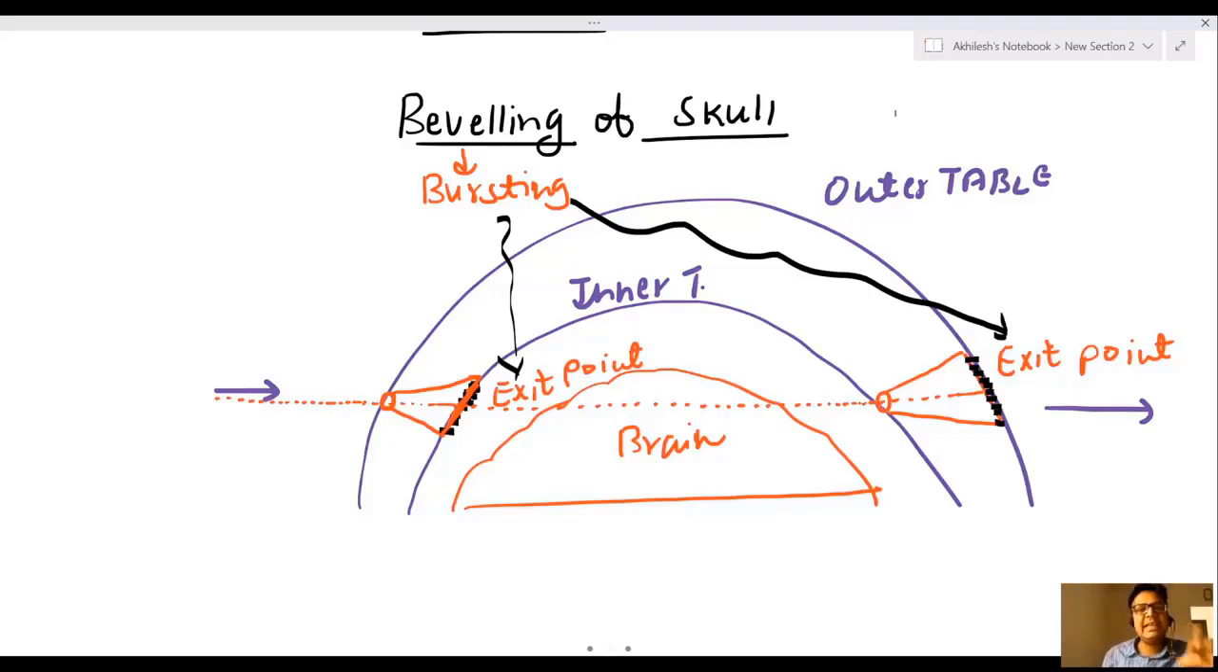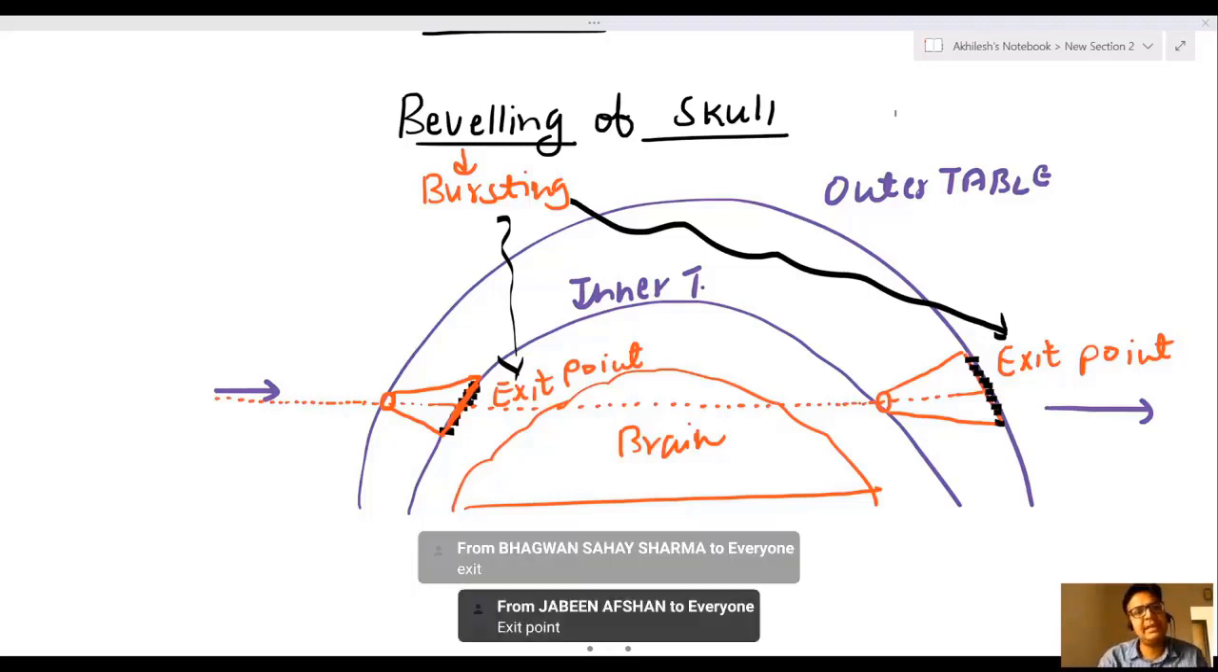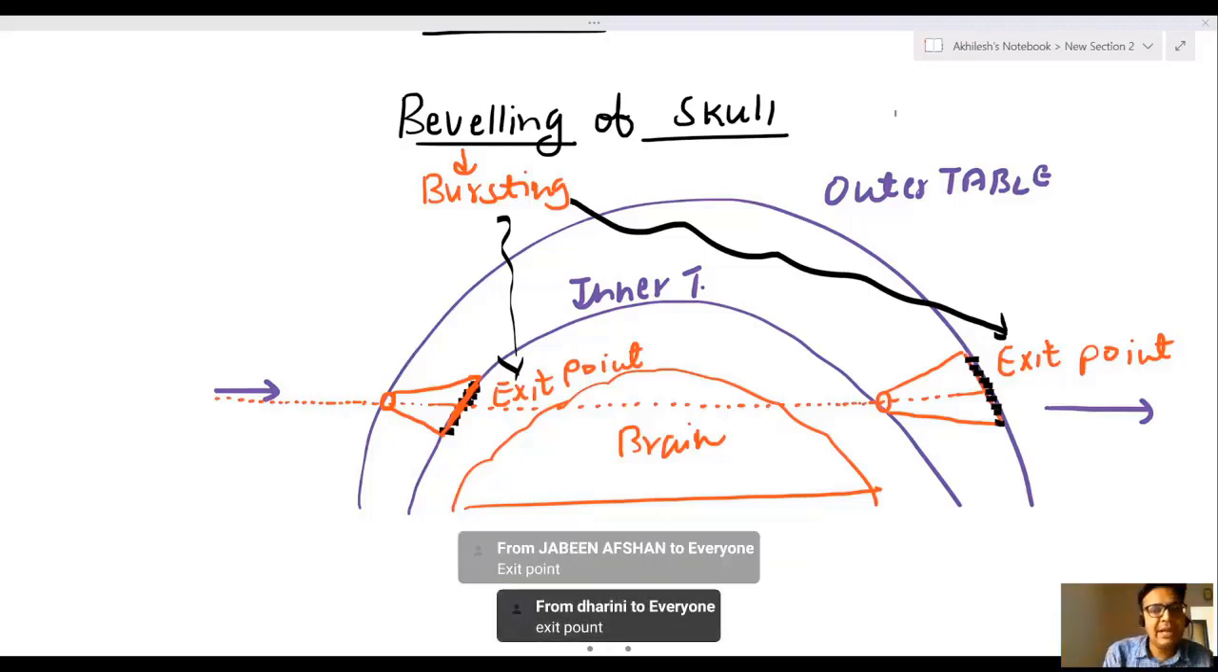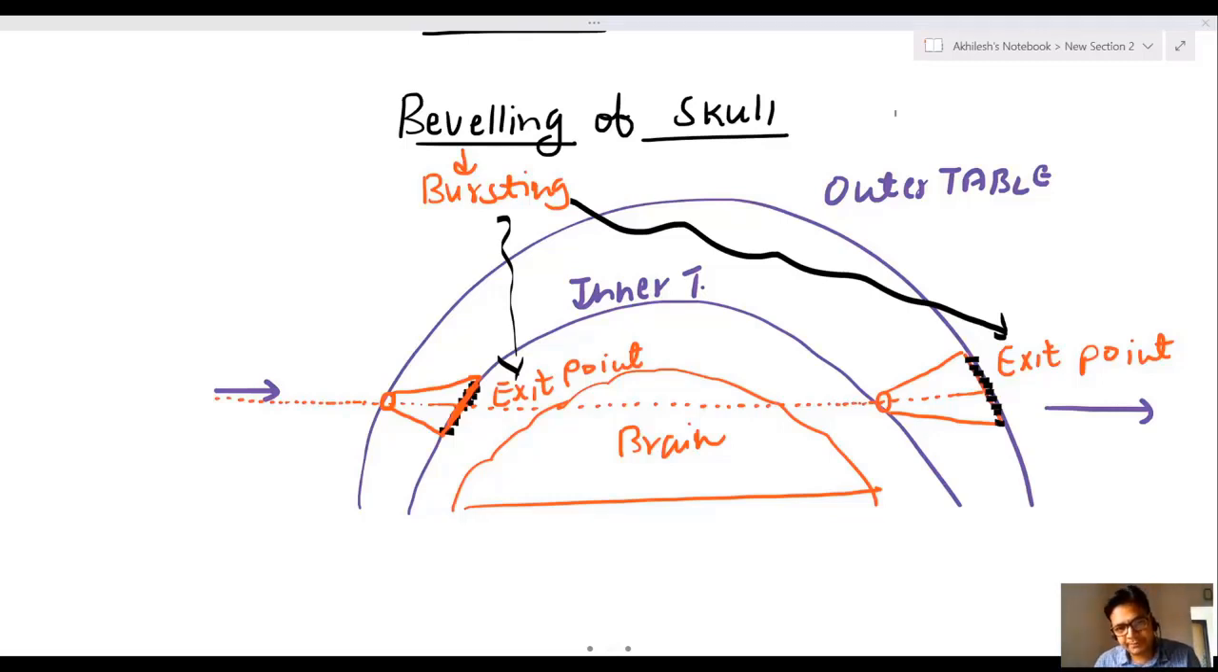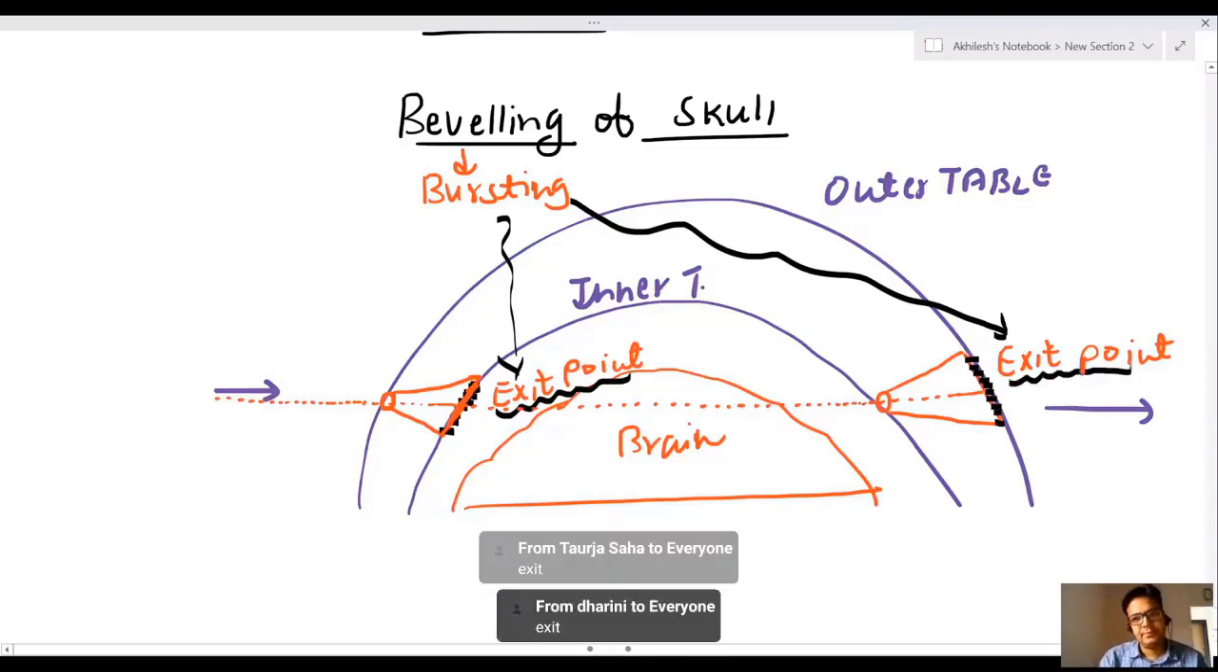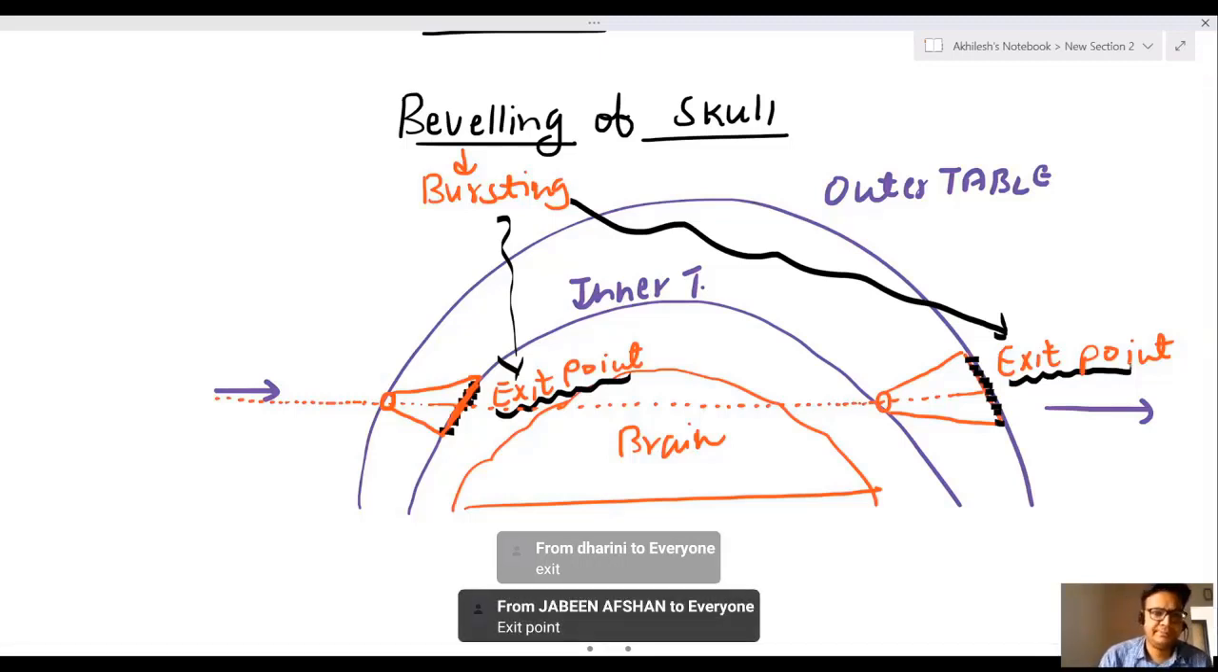Beveling in entry wound is seen at option A, entry point of the table, or exit point of the table? What is the answer? Yes, it is exit point. Beveling in exit wound is seen at entry point of the table or exit point of the table? Yes, it is exit point of the table.